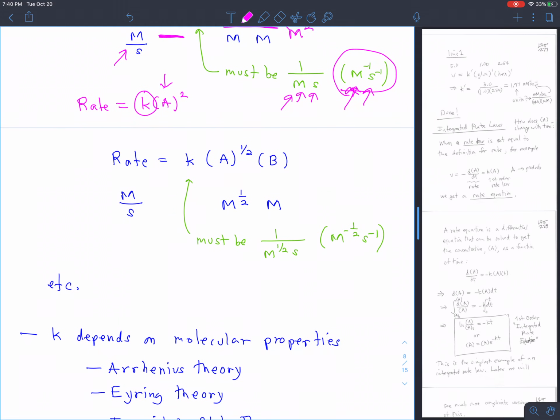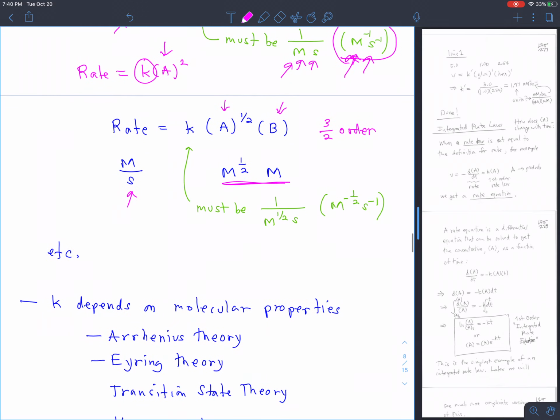Here's a weirder case. It's half order in A and first order in B. That means overall it's 3/2 order, right? It's 1.5 order. Perfectly possible. In that case, again, molar per second on this side, and molar to the 3/2 power on this side, which means that K, in order to make things match, has to have units of 1 over molar to the half power, the square root of molar, times seconds, or molar to the minus 1/2 seconds to the minus 1. And again, this is now a 3/2 order reaction. This is unusual. I mean, it does happen, but it is unusual.